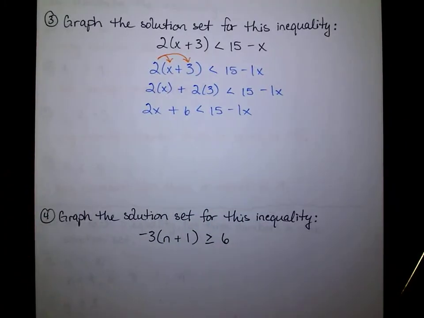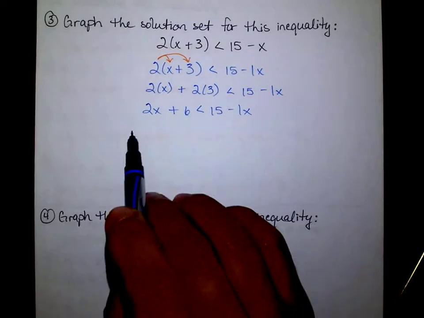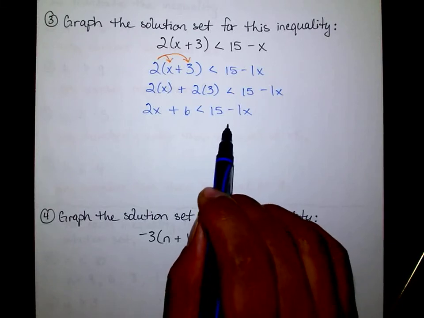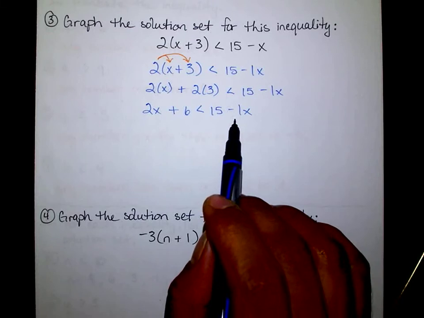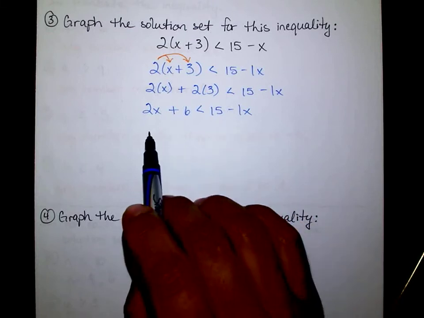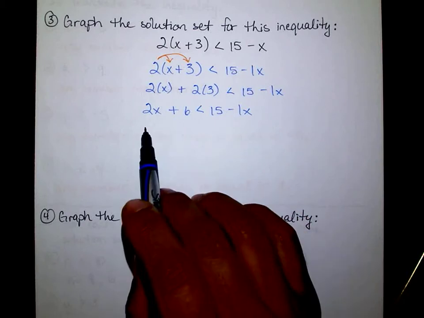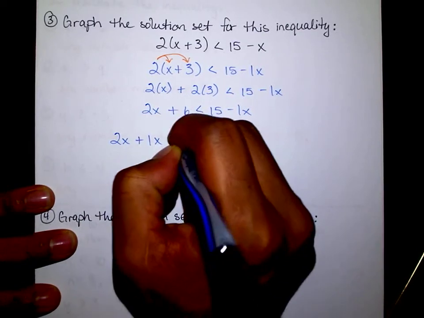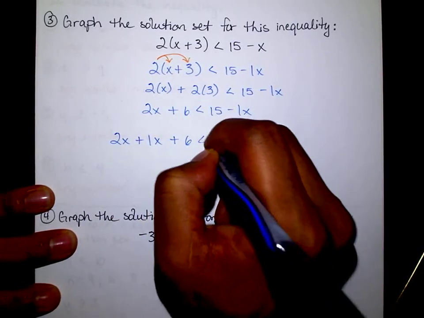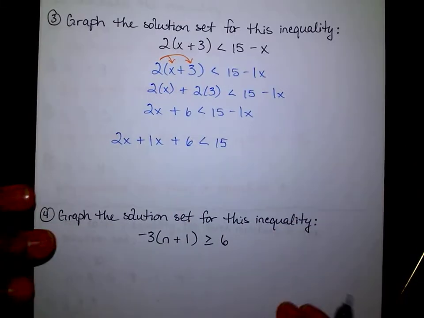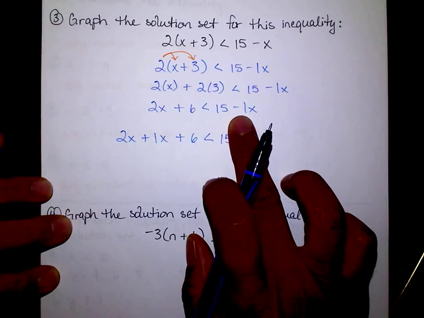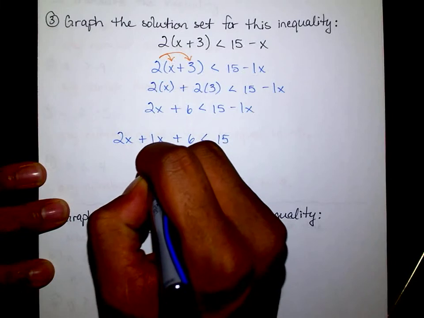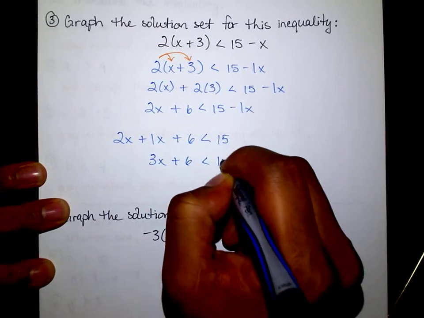Now, when we're solving and you have stuff on both sides, I like to move all my variables to the left hand side. When I move this from the right hand side to the left hand side, it's negative here, so it's going to be positive over here. So you're going to see me write it like this: 2x plus 1x plus 6 less than 15. As you can see, it was negative here, and then it became positive over here. We're going to combine my like terms. It's going to give me 3x plus 6 less than 15.